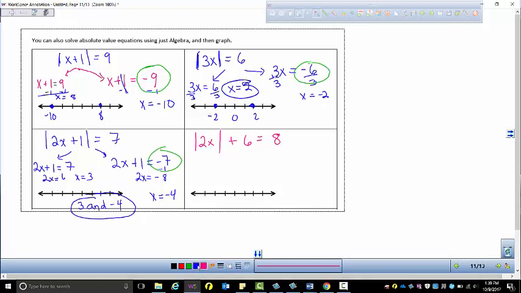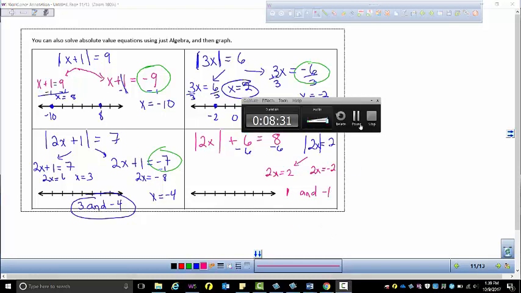So now this one, before you solve, you need to get the absolute value all by itself. So you're going to do minus 6 first. So you'd get the absolute value of 2x equals 2. Now you can make your two equations. So 2x equals 2, 2x equals negative 2. So I get a positive 1 and a negative 1. All right, let's try one more like that.